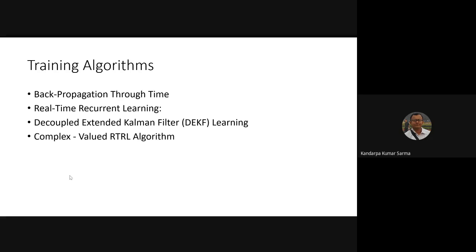There are four training mechanisms. One is called backpropagation through time. The second is called real-time recurrent learning. The third is called DEKF, or decoupled extended Kalman filter learning. The fourth is called complex valued real-time recurrent learning. So these four types of training methods are linked with the recurrent neural network.